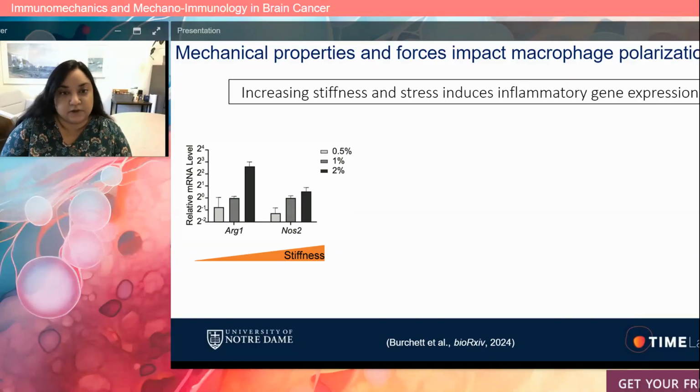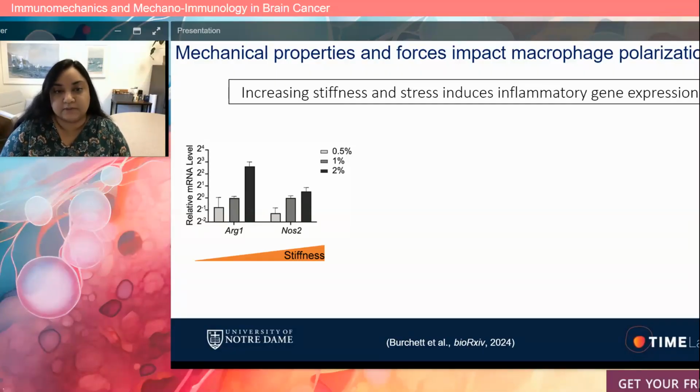So for example, if we look just at increasing stiffness, we see that we actually increase the expression of inflammatory cytokines by these macrophages. So with increasing gel stiffness, we see an increase in arginase 1, which is definitely an M2-like marker, or anti-inflammatory or pro-tumor-like. Again, these are synonymous. But we also do see upregulation of iNOS, which is an M1-like marker, or anti-tumor or pro-inflammatory.